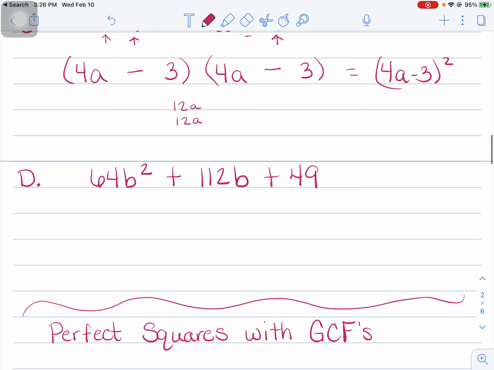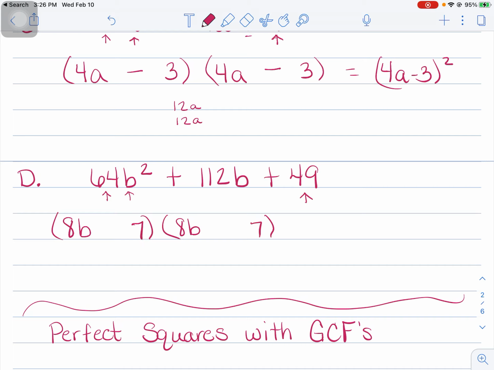All right, let's look at D. Perfect square, yes. I can split up b squared, yes. Perfect square, yes. Set my two binomials. Square root of 64 is 8. B split, so I know it's going to be 8b. Square root of 49 is 7 and 7.